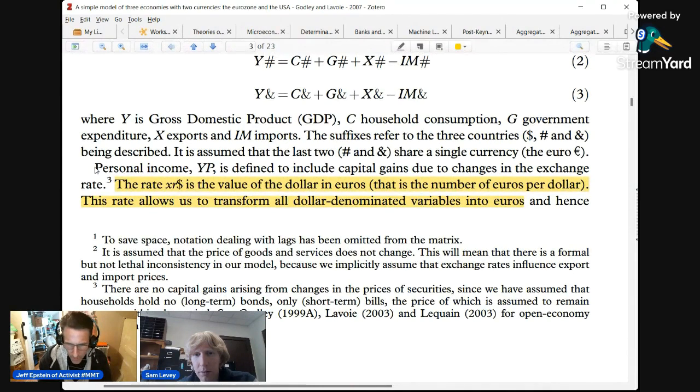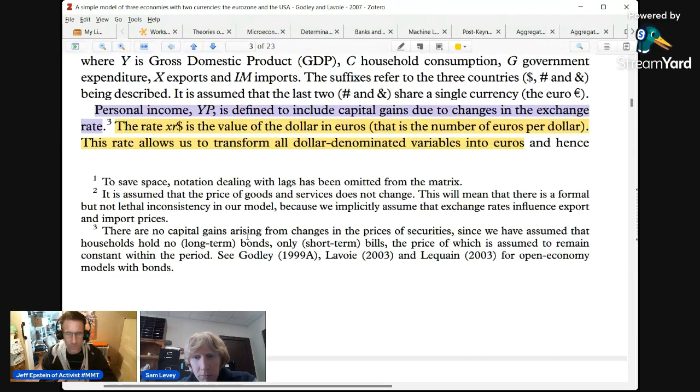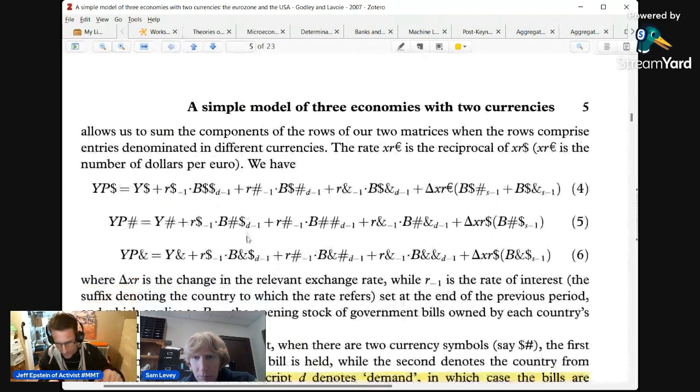YP's personal income is the GDP of the nation plus the interest rate of the nation plus the bills of the households that are owed to domestic companies, plus the interest rate in the Euronation times the bills owed by U.S. companies to that country. And then the same thing with the third country.